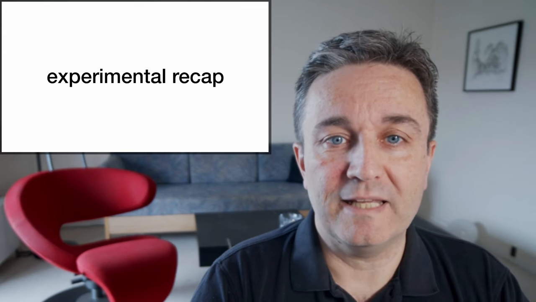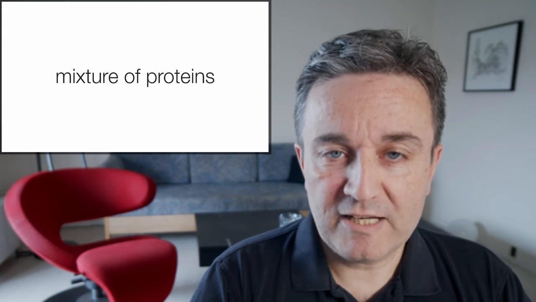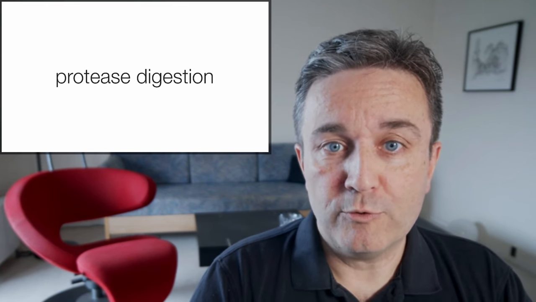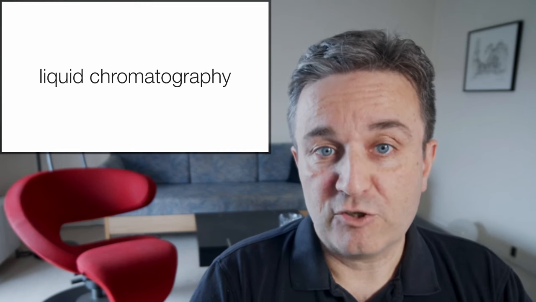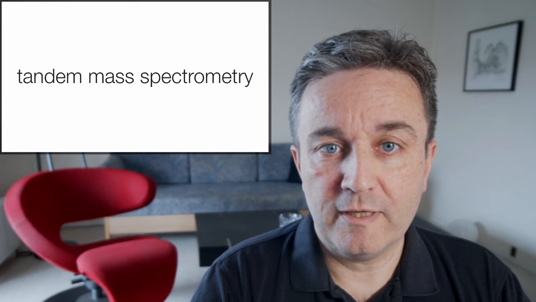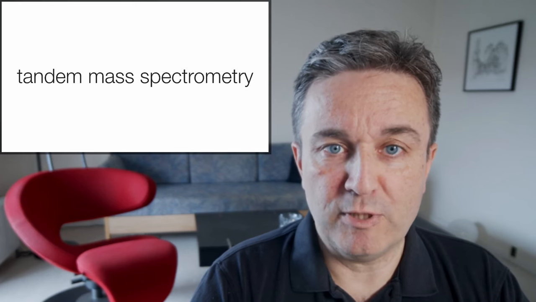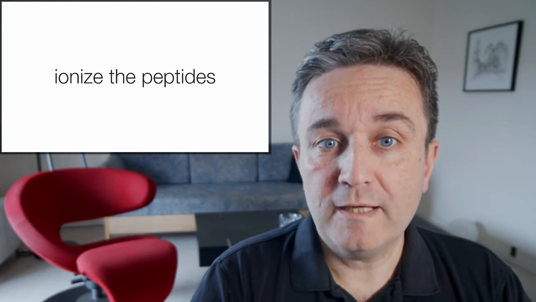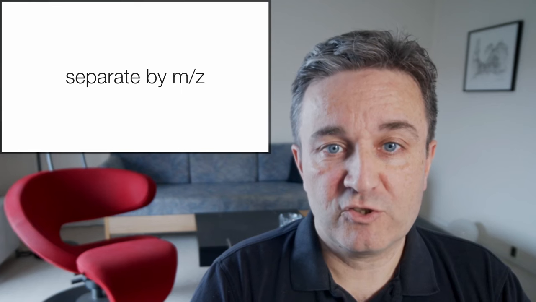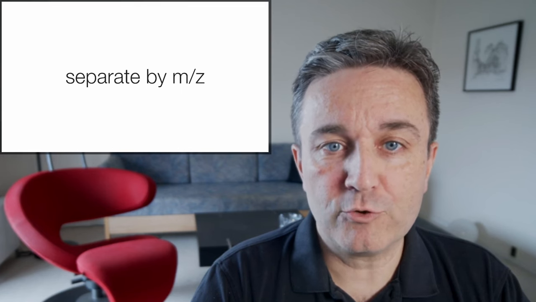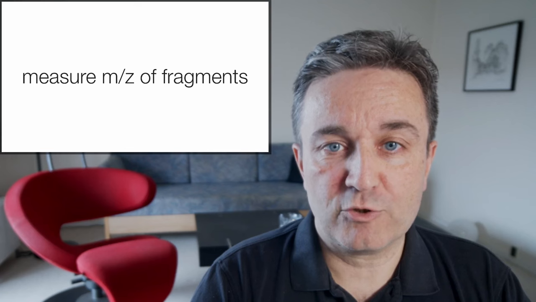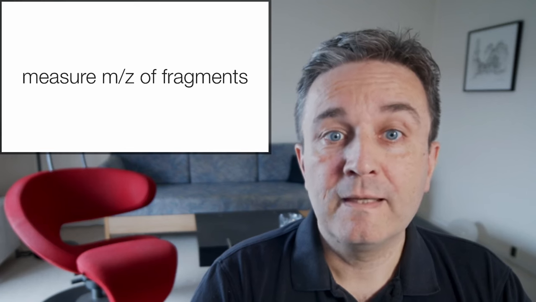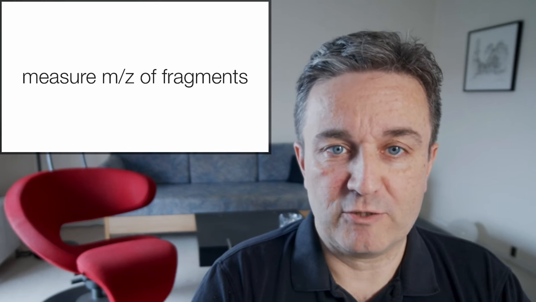Starting with the experimental recap. We start with a mixture of proteins, which we do protease digestion on to turn into a mixture of peptides. These are separated by liquid chromatography before running tandem mass spectrometry. What we do here is to ionize the peptides, separate them by their mass to charge ratios, fragment the ions, and finally measure the mass to charge ratios of the fragments. That gives us so-called fragment spectra.